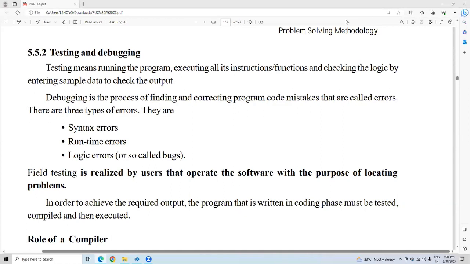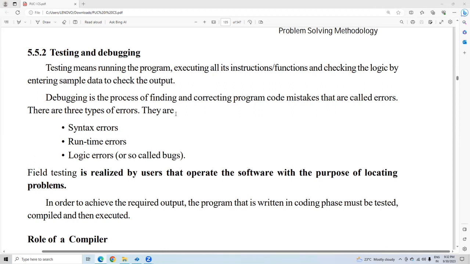Let's start with the testing and debugging part. Testing means running the program, executing all its instructions or functions, and checking the logic by entering the sample data to check the output. See, testing is one of the very important steps in problem solving.